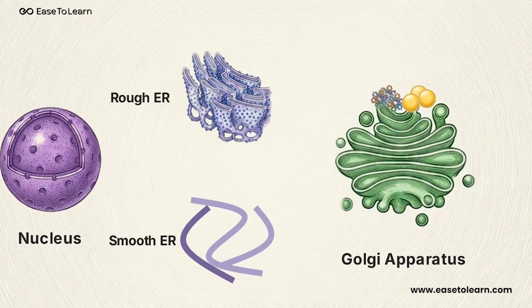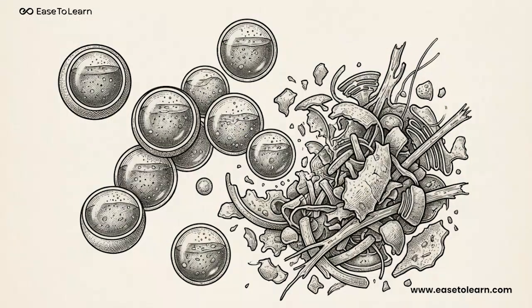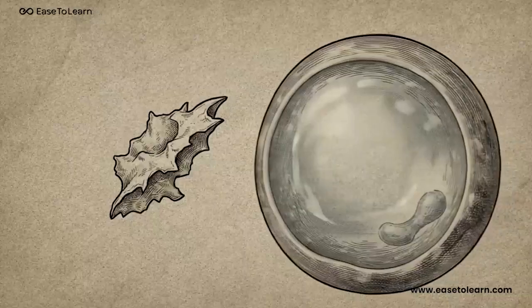Once the raw proteins and fats are built, they travel to a stack of flattened sacs called the Golgi apparatus. This is the packaging center. It modifies the newly built materials, wraps them into small protective bubbles called vesicles, and ships them exactly where they need to go. Industrial production creates waste.